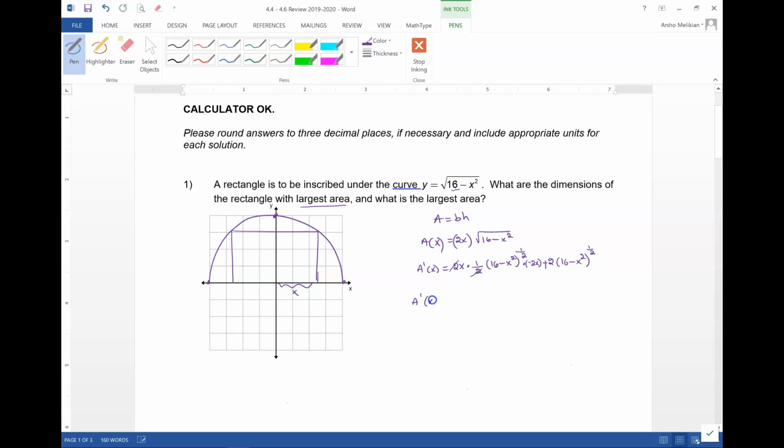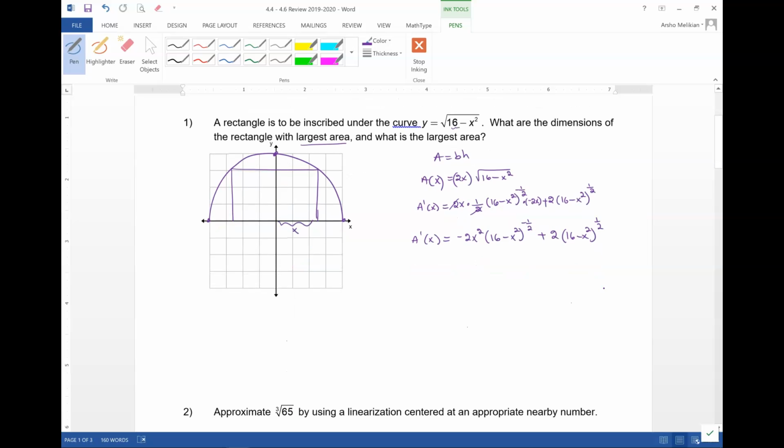So A prime of x is equal to negative 2x squared times 16 minus x squared to the negative 1/2, plus 2 times 16 minus x squared to the 1/2. I can factor out negative 2 and 16 minus x squared to the negative 1/2. And I get x squared minus 16 minus x squared.